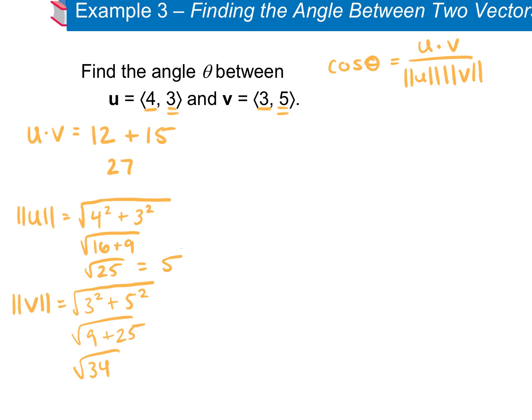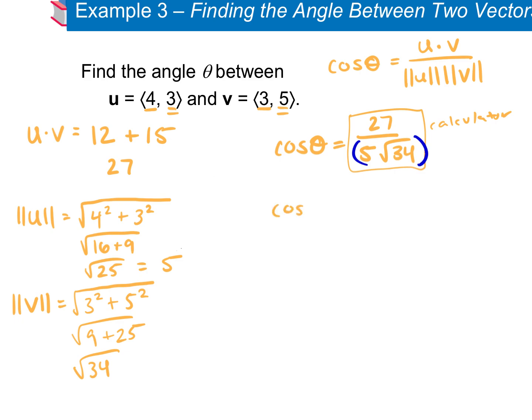So let's plug all of these into our formula. The cosine of theta equals 27 over the magnitude of u, which is 5, times the magnitude of v, which is square root 34. Then we can plug this into our calculator. Be careful when you're putting it in the calculator. If you put it all in at once, make sure you use parentheses around the denominator. We should get cosine of theta equals 0.926. It keeps going. Is this my answer?